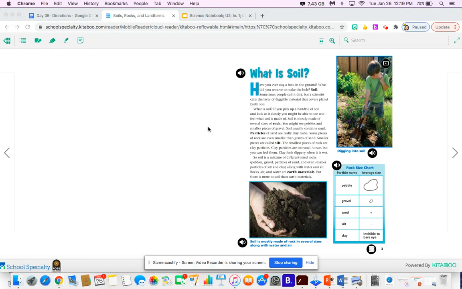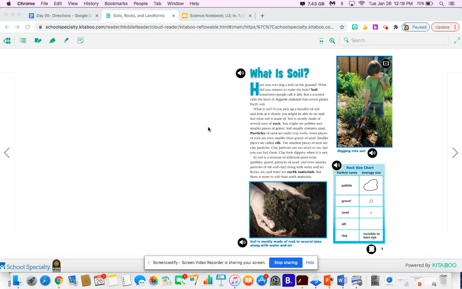So, what is soil? Have you ever dug a hole in the ground? What did you remove to make the hole? Soil. Sometimes people call it dirt, but a scientist calls the layer of diggable material that covers planet Earth soil. What is soil? If you pick up a handful of soil and look at it closely, you might be able to see and feel what soil is made of.